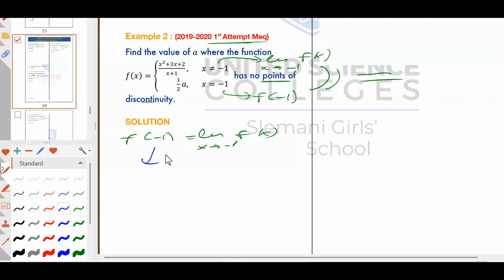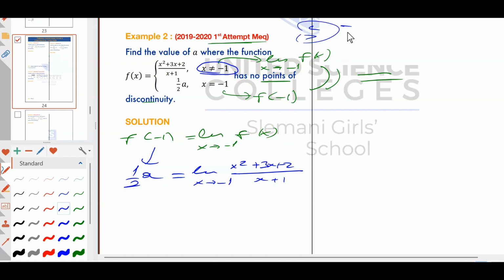The value of the function is given in the question as 1 over 2a. So 1 over 2a equals the value of the limit. We don't know it, we'll solve. The limit as x approaches -1 of x squared plus 3x plus 2 over x plus 1. I am not going to check the right and left side limits because this is already giving me the value of the limit. There is no less than or greater than condition, so you don't need to check the right or left sided limit.